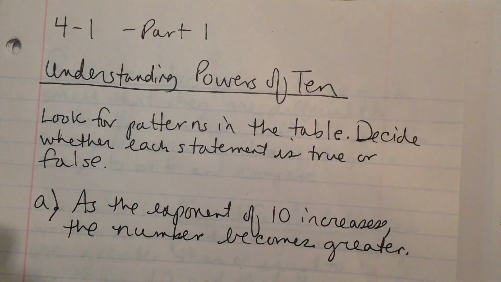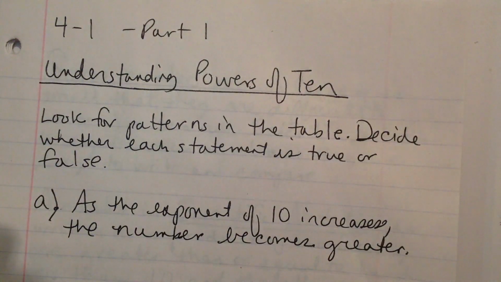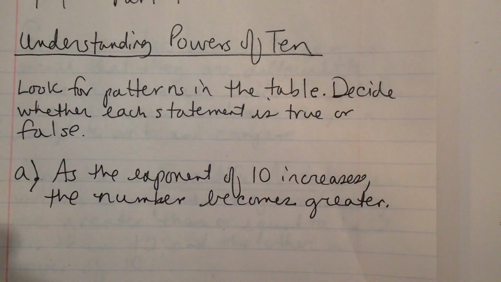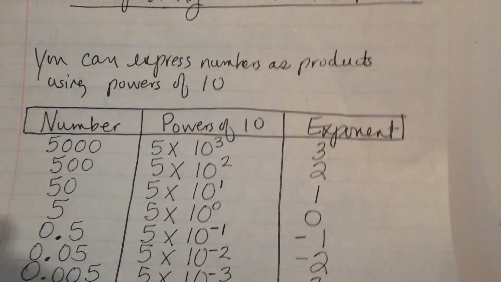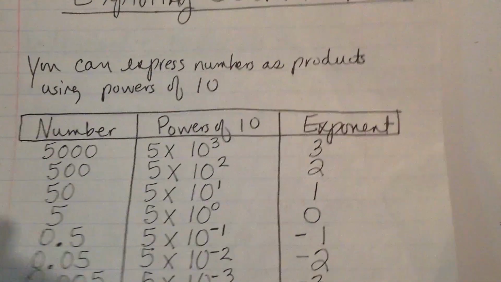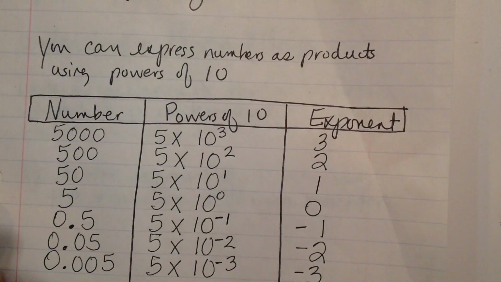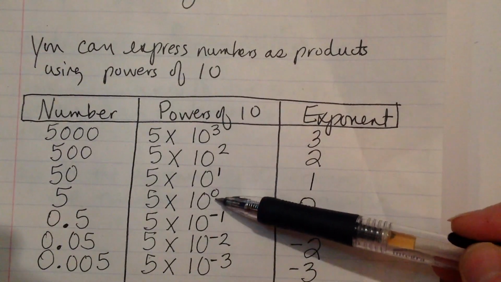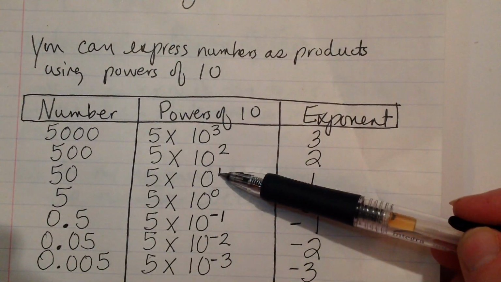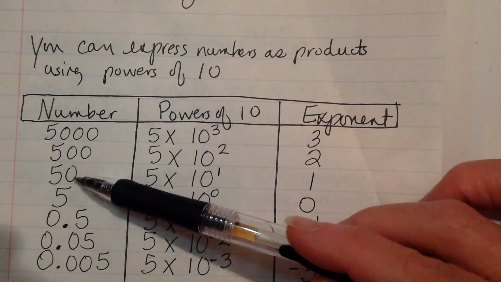So let's look at this first problem, A. As the exponent of 10 increases, the number becomes greater. Looking at our table, as our exponent increases, the number gets larger.